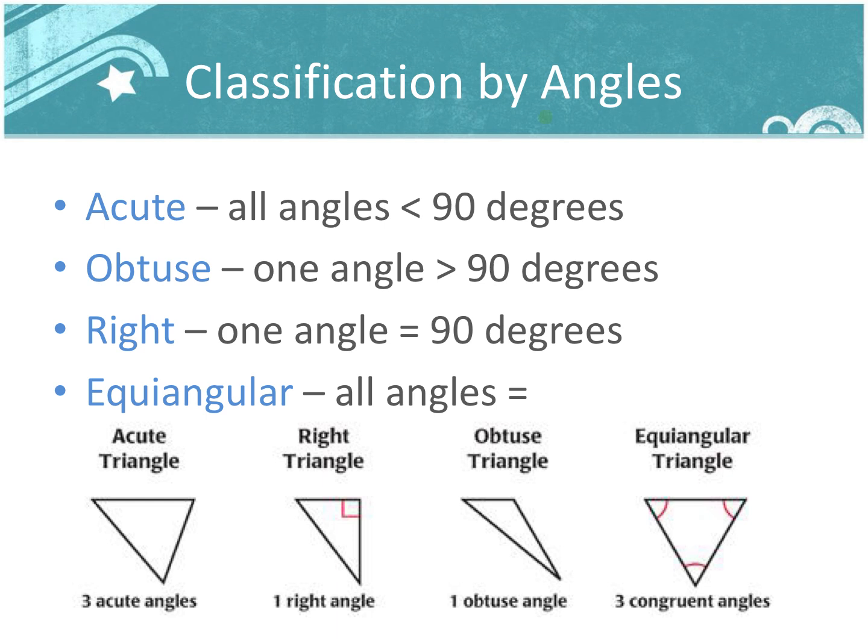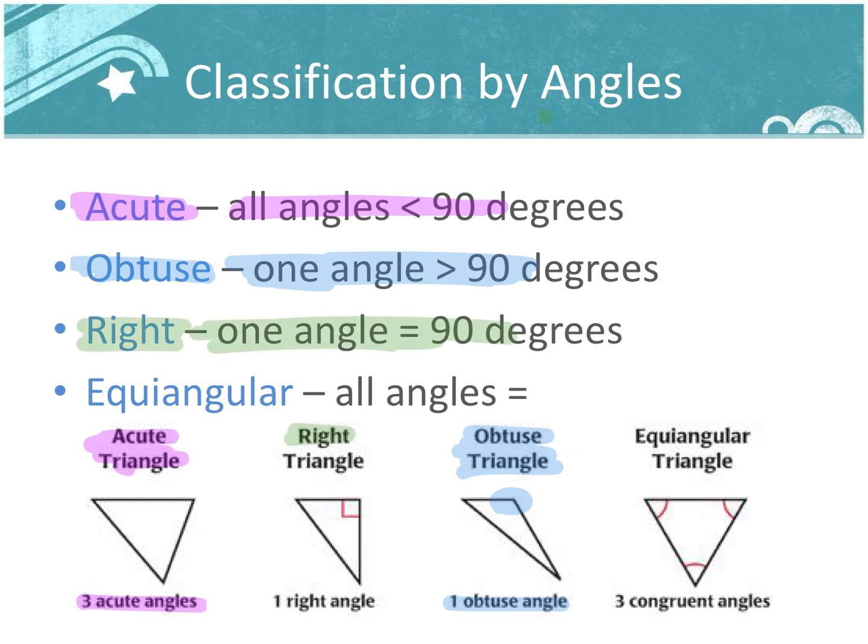All right, classification by angles, again, words we've seen before. I have acute, which means all angles are less than 90 degrees. All of them are less than 90 degrees. I have obtuse. Keep in mind, with obtuse, you only need 1 angle that is greater than 90. Only 1. So looking at this diagram, this is my 1 angle that's larger than 90 degrees, and it only has to be 1. My right triangle, again with right, you only need 1 angle that is 90 degrees.